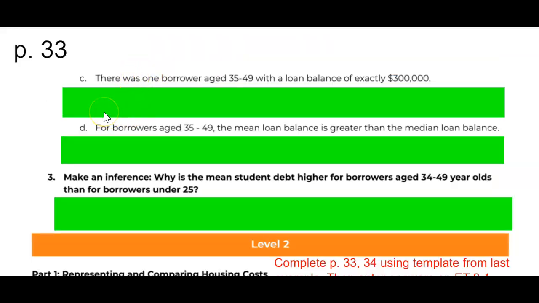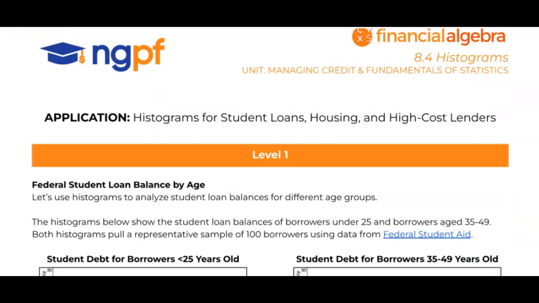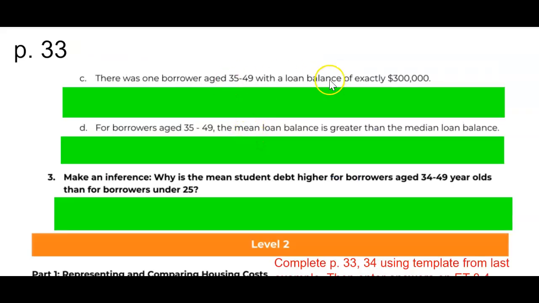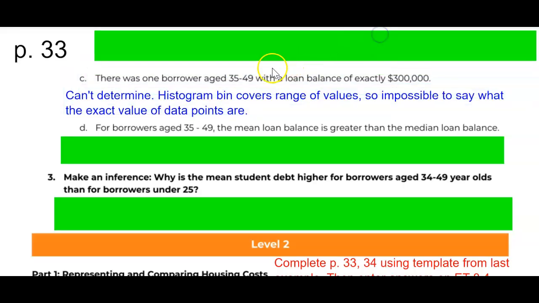There was one borrower aged 35 to 49 with a loan balance of exactly $300,000. All right, I've got to go back to the graph and look at that here. So 300,000. We've got a couple of tiny little bars here, 300 and 350. So we want to know if there's one borrower with a loan balance of exactly 300. That's actually a drawback of a histogram, that we know that they fell in a range of responses, but we don't know exactly what that response was. So we can't determine it. The histogram bin is covering a range of values from one thing to another. So they fall in there, but we don't know exactly what that value is.